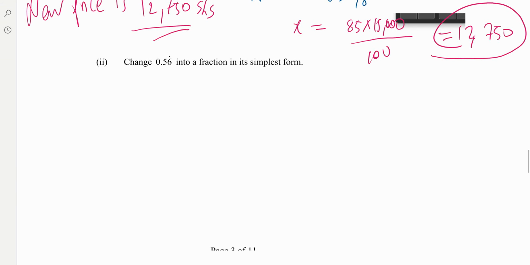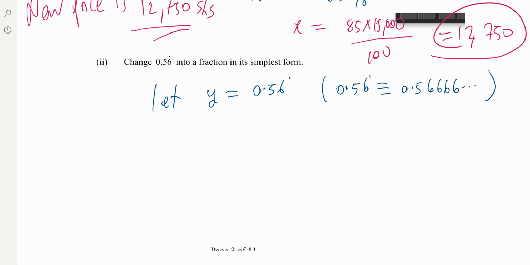We go to 2b, part 2. Change 0.56 repeating into fractions in its simplest form. So you're going to let y be 0.56 repeating, and just understand that this 0.56 repeating is the same as 0.56666. It continues like that.